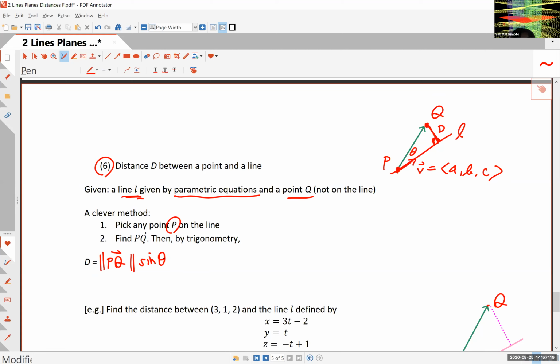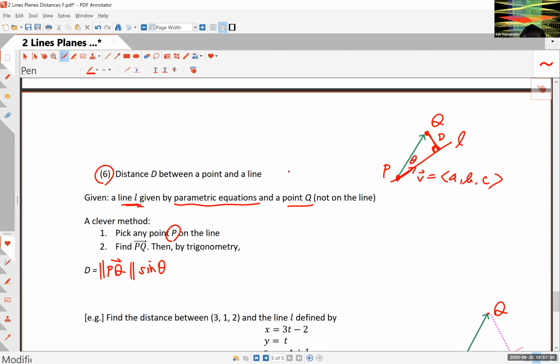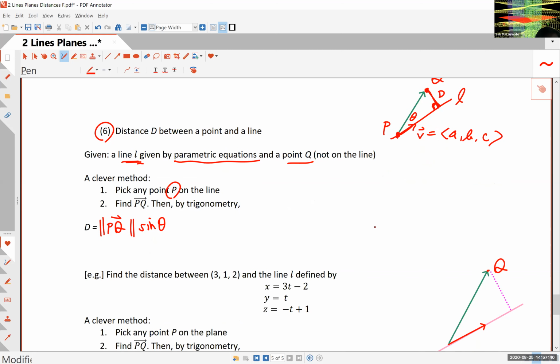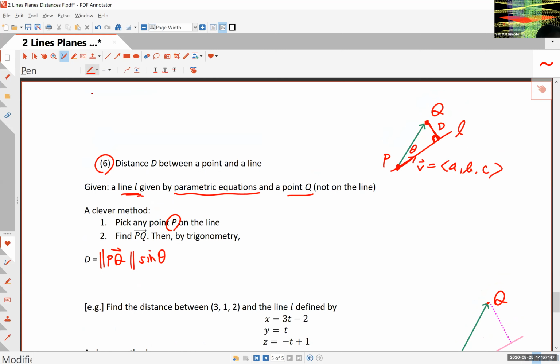Now, the reason we use sine here is because you are given the vector V, which is parallel to line L. Back on the previous page, we used cosine because we were given something normal to the given plane, right? So that's why the difference here, okay? But anyway, so d is the norm of PQ times sine of theta. And of course, we don't know what theta is, so we can't use it this way.